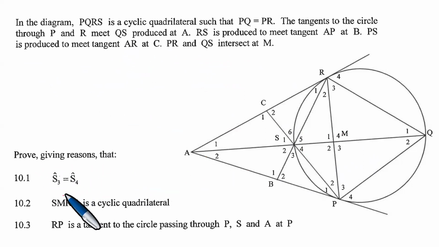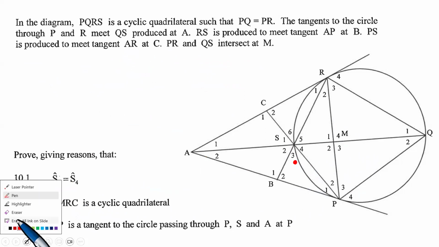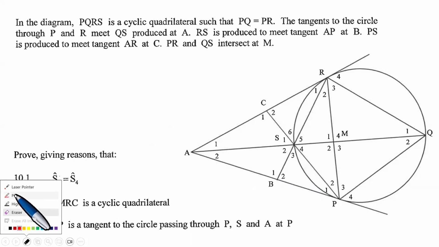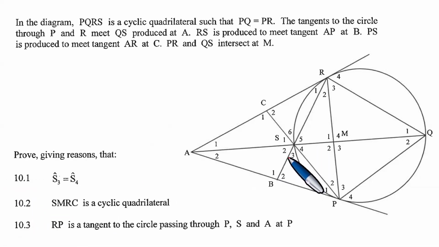Now prove, giving reasons, that angle S3 equals angle S4. This is the point S, so we need to prove that angle S3 is equal to angle S4. There are different ways to mark that. We can mark it as follows, like this. So we have S3 here equals the angle S4 like this. We want to prove that these two angles are equal to each other.